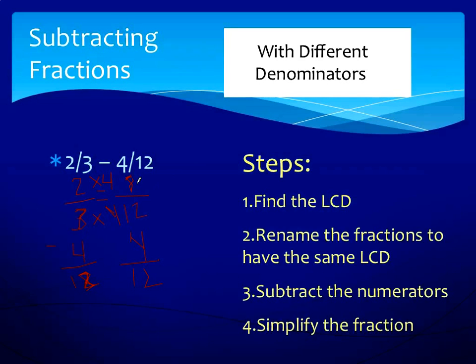I just need to move it over so that it's vertical from the other one. And now I'm simply going to subtract my numerators. So 8 minus 4 gives me 4. I'm going to keep my denominator of 12.